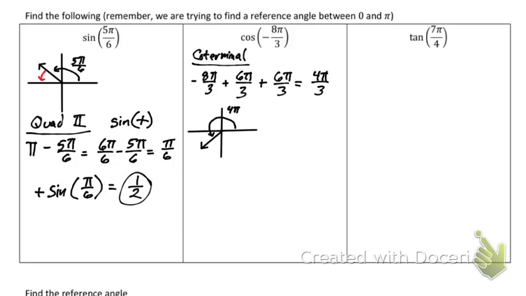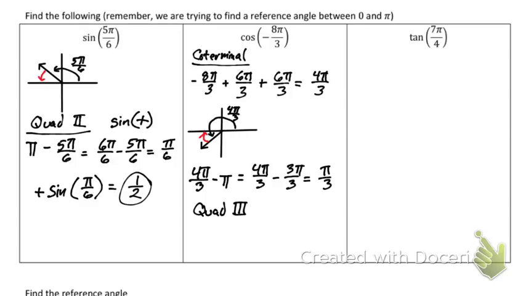So this is my 4 pi over 3. I'm looking for my reference angle. Since I am in quadrant 3, we're going to take our angle, 4 pi over 3, and subtract pi away from it. Once again, if I did it out of order, if I did pi minus 4 pi over 3, I would just come up with the negative version, but it'd still be the correct angle. So we are going to have 4 pi over 3 minus 3 pi over 3, which is just pi over 3.